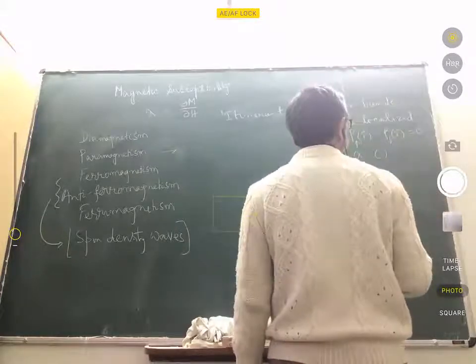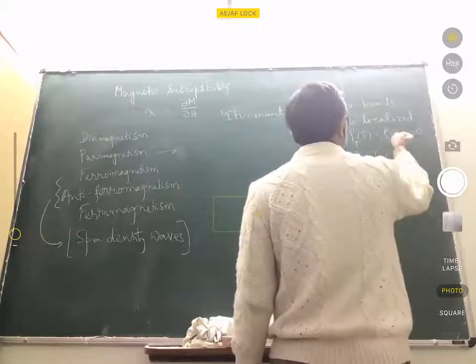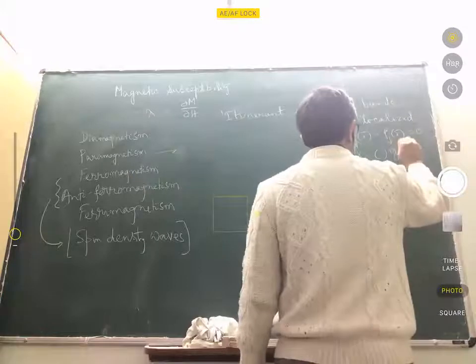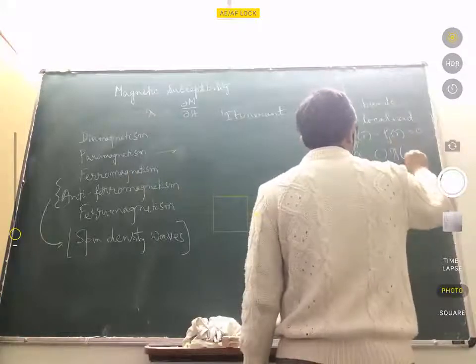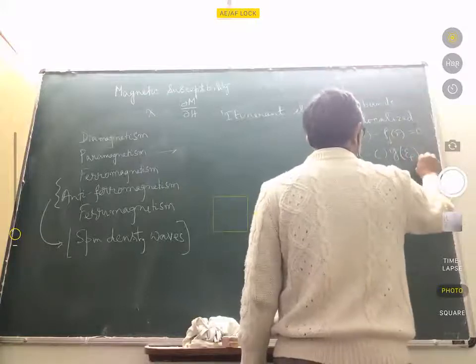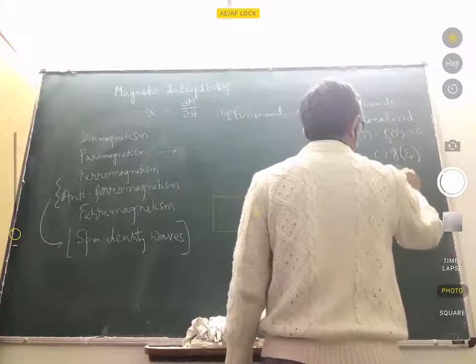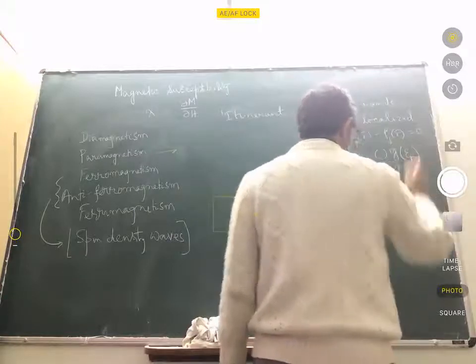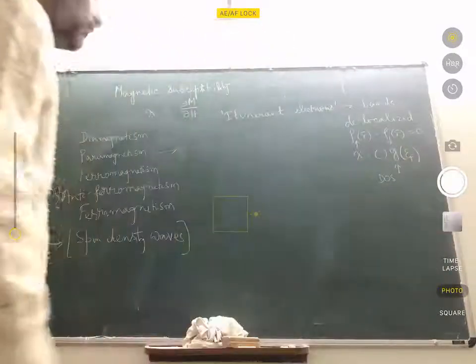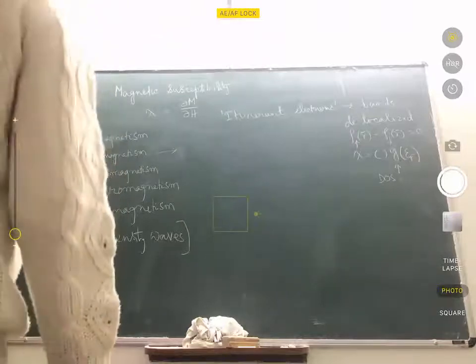What symbol should I use? This is density. So let me use the old symbol G. So this is the density of states, and epsilon F is the Fermi energy. So this chi is simply proportional to the density of states at the Fermi energy, and it has no temperature dependence.